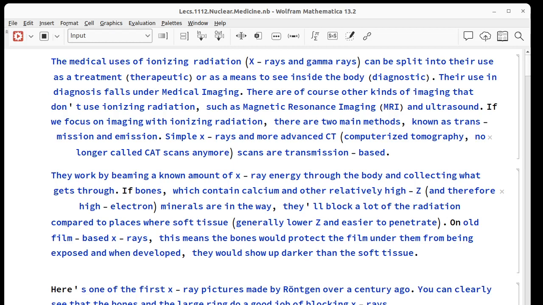The medical uses of ionizing radiation, and here we mean X rays and gamma rays, can be split into two classes: treatment or being able to see inside the body. We could also call those therapeutic or diagnostic. If we use them for diagnosis, that's called medical imaging.